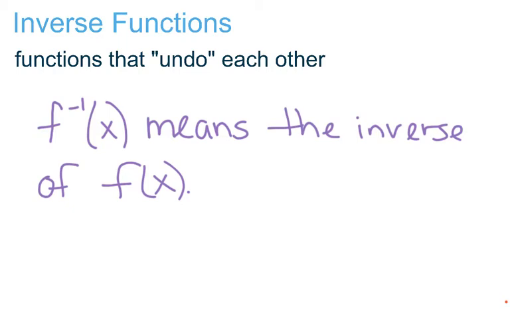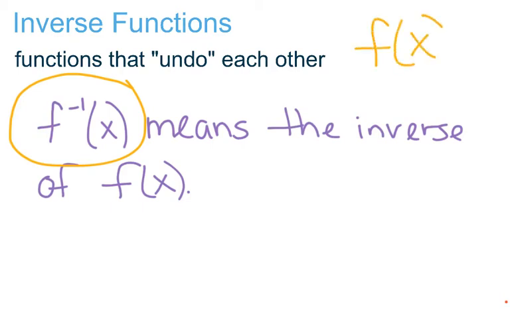So here's the notation. Anytime you see f to the negative 1 of x, remember, usually when we talk about functions, we just say f of x. Whenever we want to say an inverse function, we do to the negative 1. So anytime you see that, that means inverse of f of x. Sometimes they'll say, find the inverse of f of x. Sometimes they'll say, find f to the negative 1 of x. And you just have to understand that that means find the inverse.